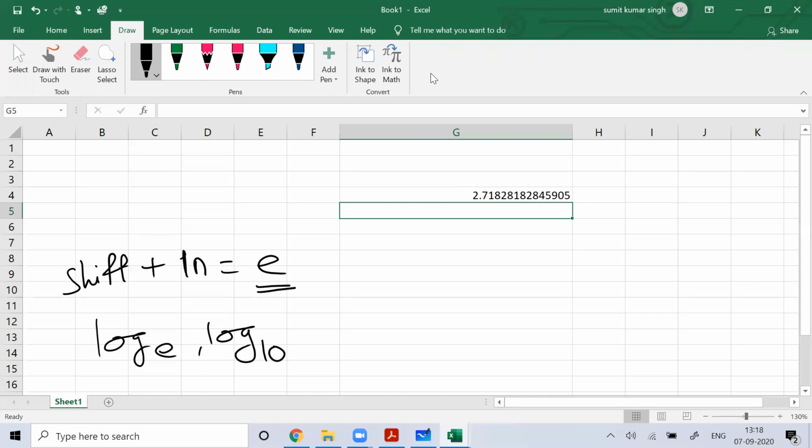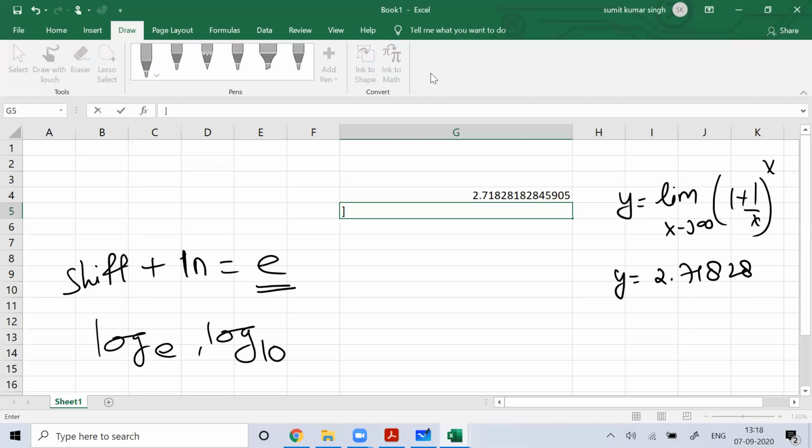A mathematician called Leonhard Euler first came up with this constant. He found that the limit, as x tends to infinity, of (1 plus 1 by x) to the power x always gives a constant. That constant is around 2.71828, and we call it e.